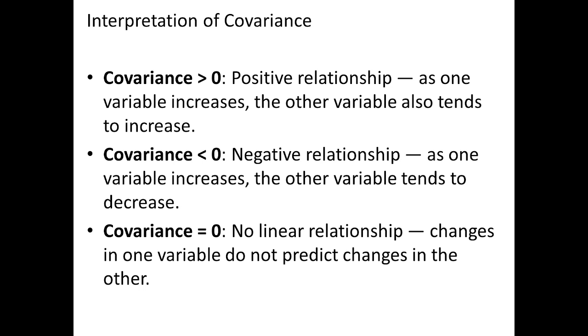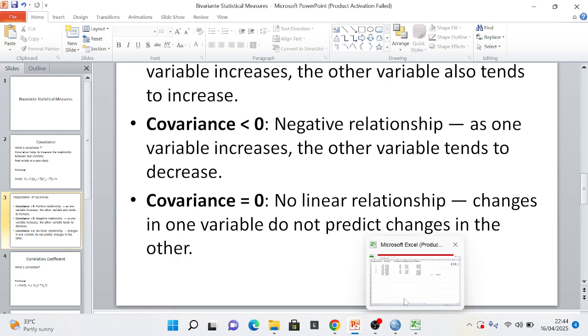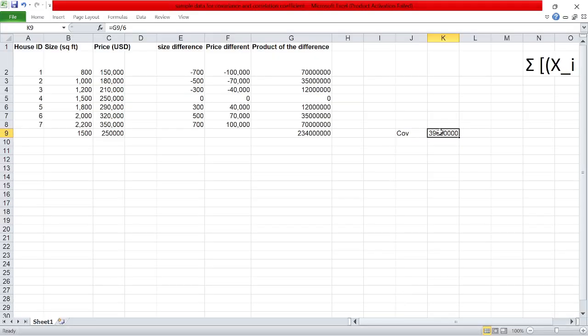But when covariance goes to 0, it means there's no linear relationship at all. Changes in one variable do not predict changes in the other variable. I think you've really gotten that clearly. So let's go to the second one, which is correlation. Now you will discover something here. This is 39,000. The value is too high. You can have 50, 100, 1,000, 100,000, like that.